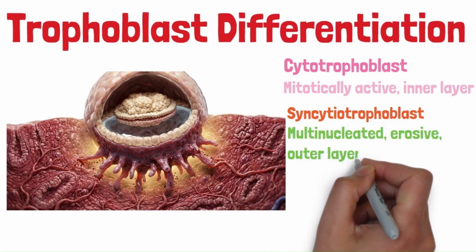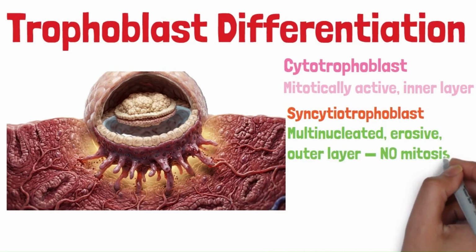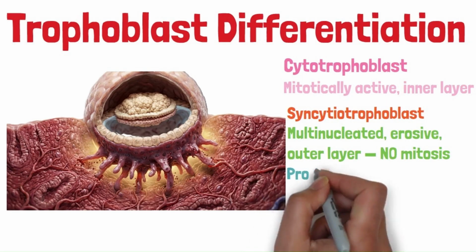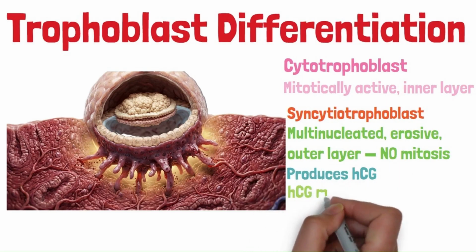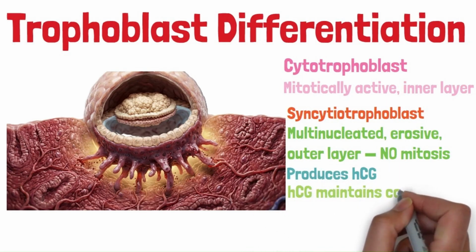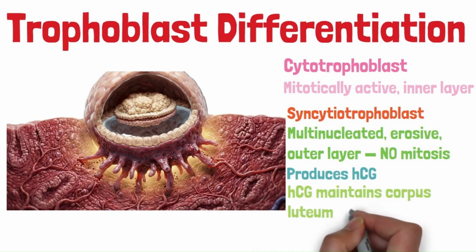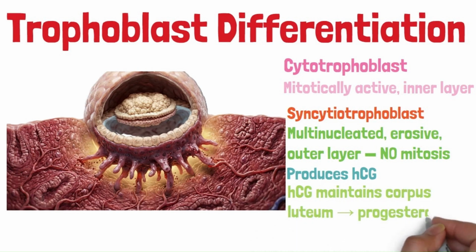And hCG's job is to rescue the corpus luteum so it keeps making progesterone, which keeps the pregnancy going. This is exactly why a urine pregnancy test works. It's picking up hCG in your patient's urine days before her missed period.